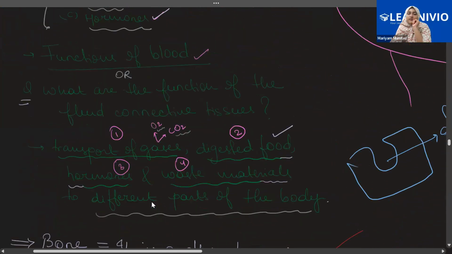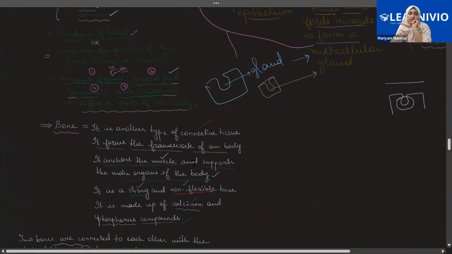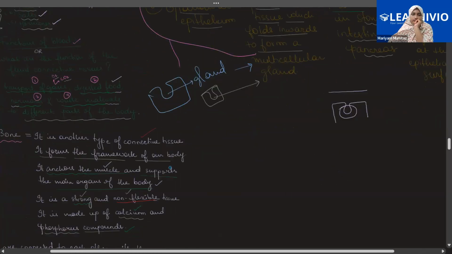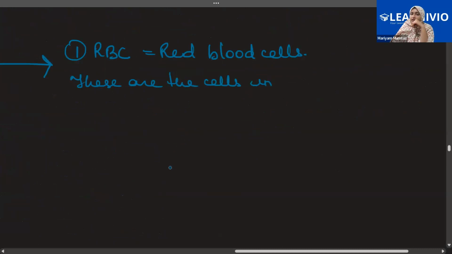Now, when we talk about the functions of the blood, before that, I'd also like to tell you the functions of each of the components of the blood. Okay, I'll write it over here. See, when we talk about the first component, that is RBC. RBC stands for red blood cells. Does anyone know what function RBC performs? These are the cells in the blood.